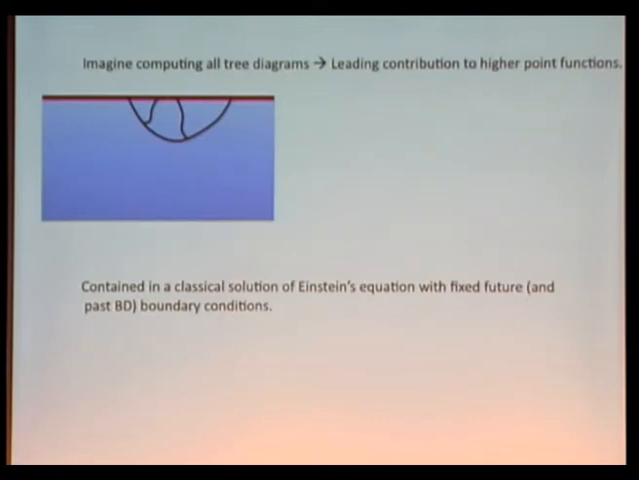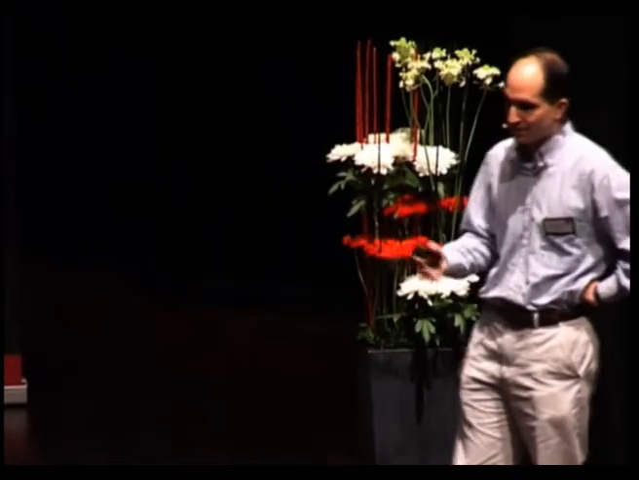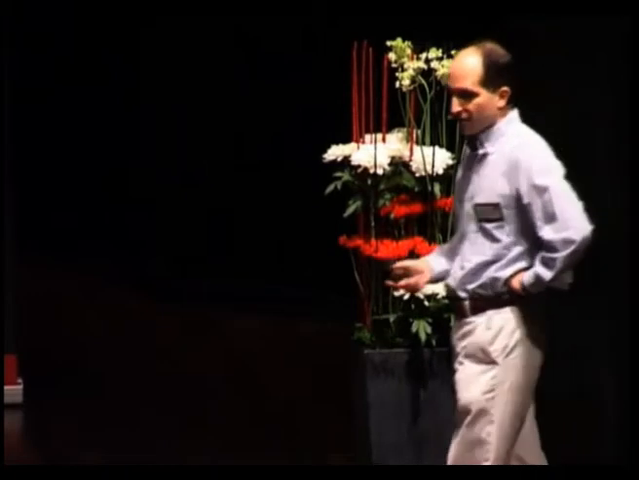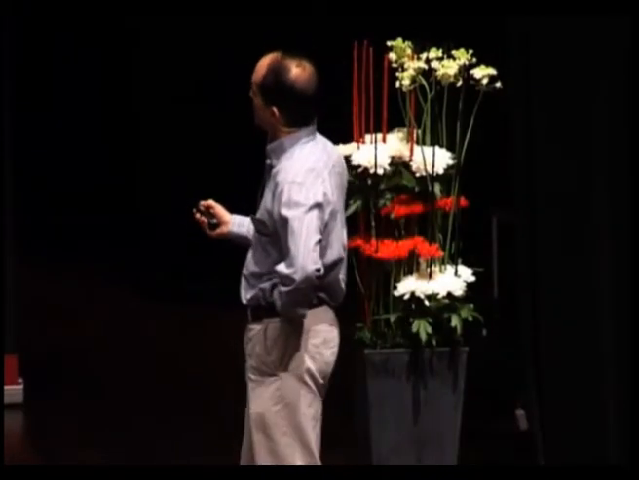Now we could imagine computing all the tree diagrams, so all the diagrams in which we don't have any loops in the interior. All these tree diagrams give the leading contribution to the higher point functions. So instead of considering the 3-point function, we consider the 4-point function, 5-point function, etc. They are computed in terms of such tree diagrams. And as all tree diagrams, they are computed by looking at a classical solution of the equations of motion of the theory, in this case Einstein's equations, with special boundary conditions.